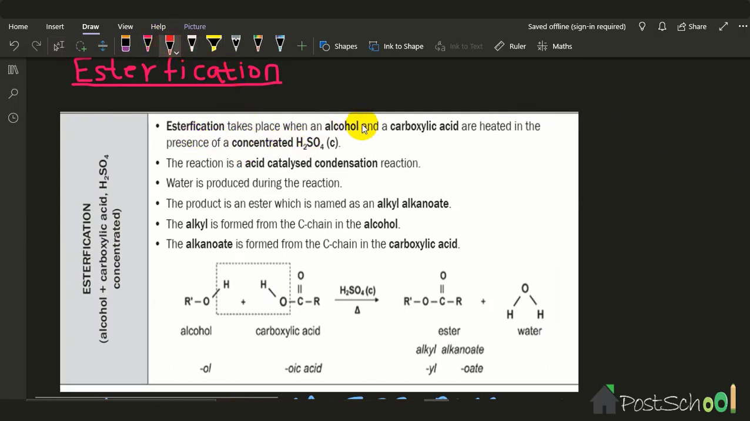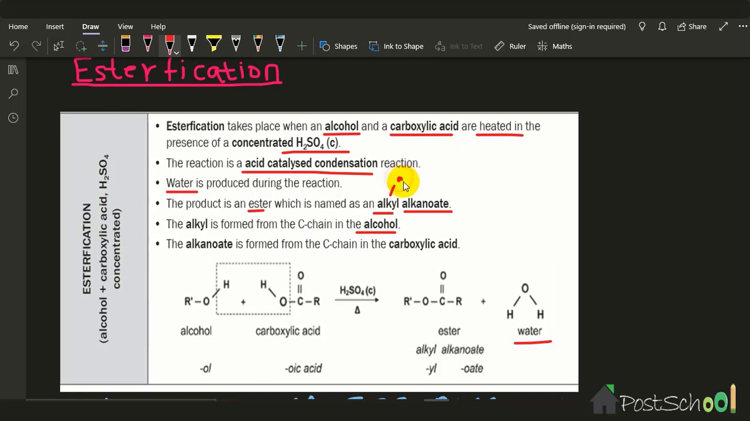And then esterification takes place when alcohol combines with a carboxylic acid in the presence of heat and concentrated acid, H2SO4. So combine an alcohol and a carboxylic acid using heat and a concentrated acid catalyst, H2SO4. Water is produced during the reaction. The product is an ester, which is named alkyl, alkanoate. Alkyl is formed from the C chain in the alcohol.